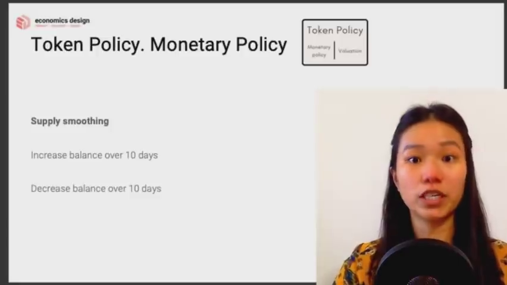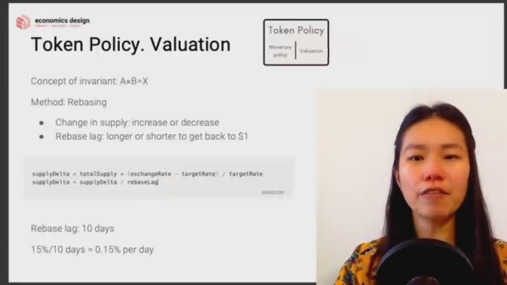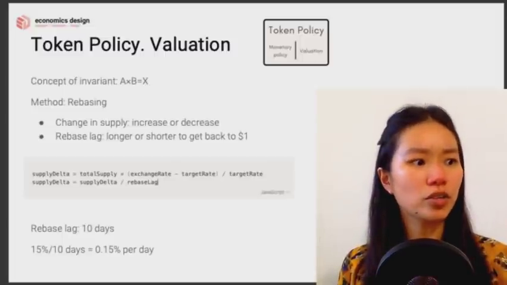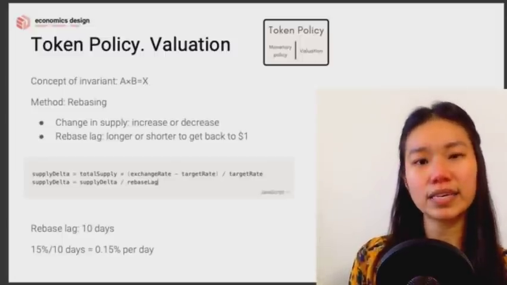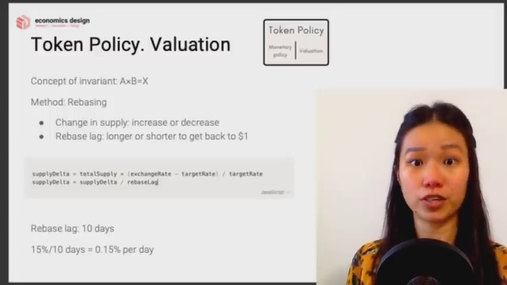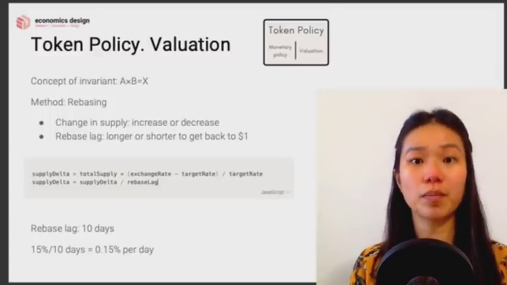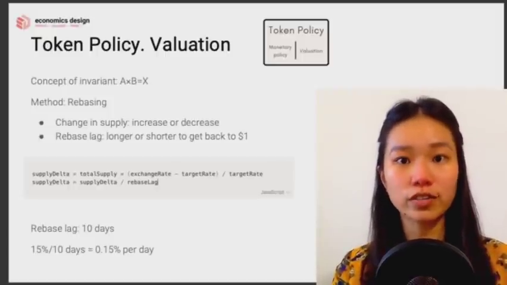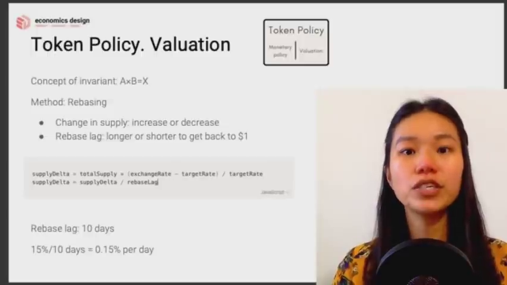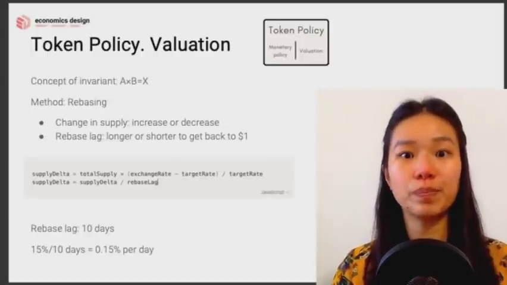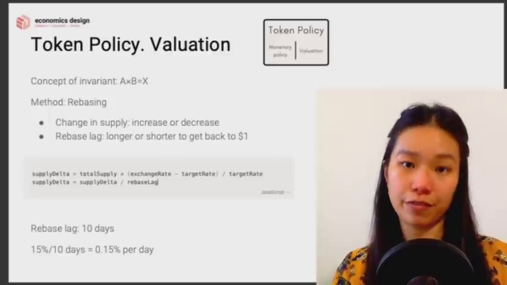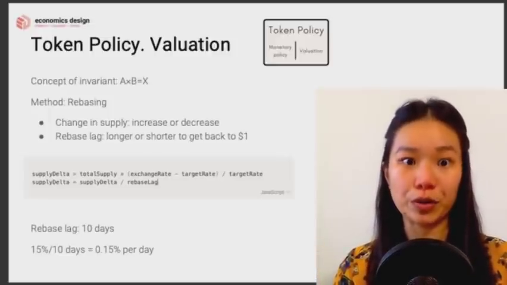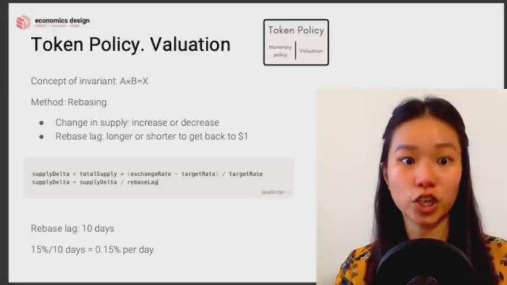Now, that's all the monetary policy part. How would that affect the valuation? If you remember, we talked about it in, I think, episode 18 or 19 of this series on invariant, where we talked about automated market makers and using bonding curves. One of the concepts that we talked about was invariant. An invariant is a constant that will always be there. This is once again a physics first principle, and we want to apply that to all these economic systems that we're building. An invariant is something that doesn't change.